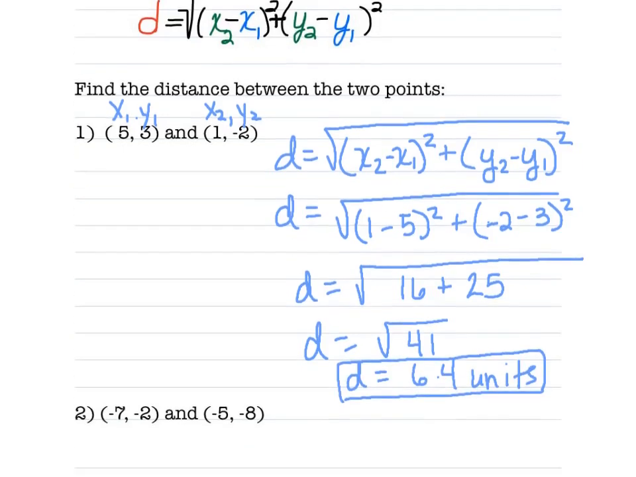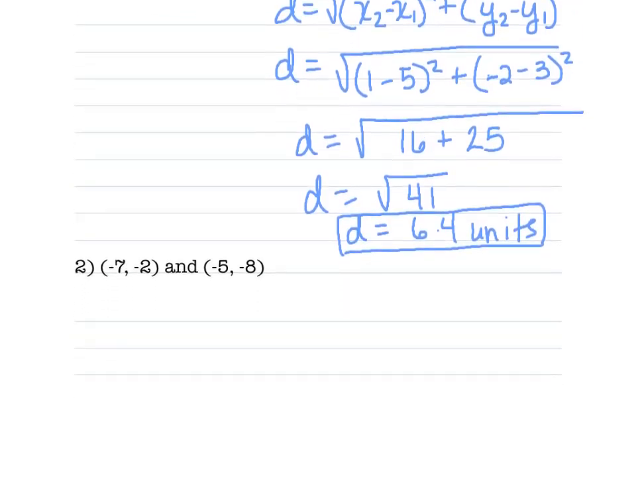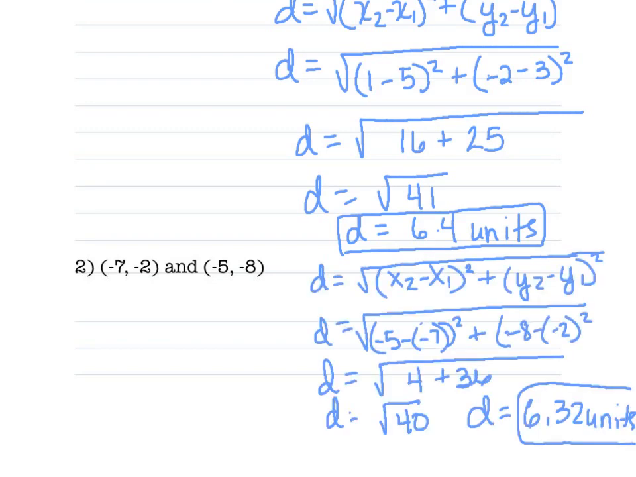Alright, I want you to try number 2 on your own. Write down the distance formula, substitute the values, and simplify until you come up with the distance. Pause the video now and work on number 2. The distance between the 2 points is 6.32 units when rounded to the hundredths place. Please check your work.